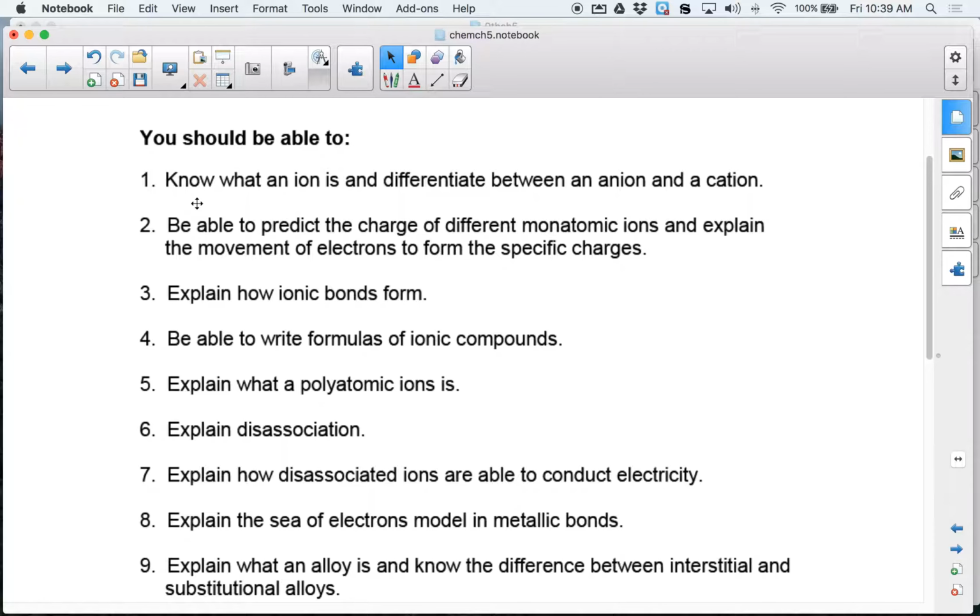Yeah. Yep. And we should also know which one of those has gained electrons. The anion gained electrons. Remember, don't fall into the trap that gaining means getting more positive. We're gaining negative charges. Losing negative charges makes you positive.